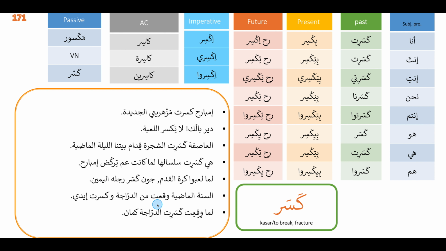السنة الماضية وقعت من الدراجة وكسرت إيدي. السنة الماضية, last year, وقعت, I fell off, من الدراجة, off the bicycle, وكسرت, and I broke, إيدي, my hand.